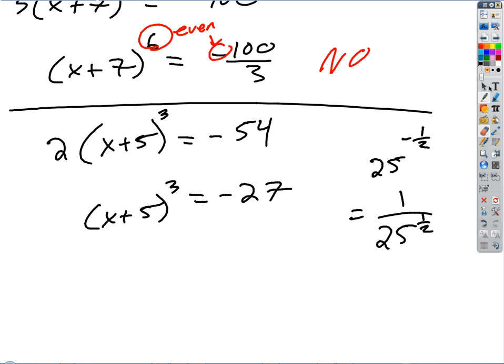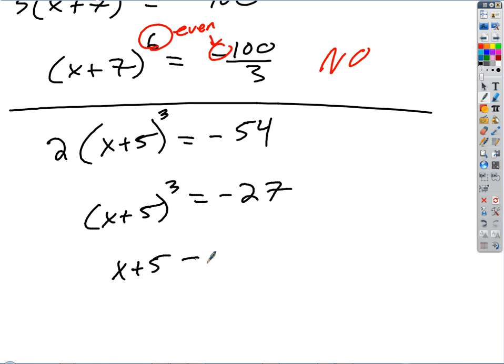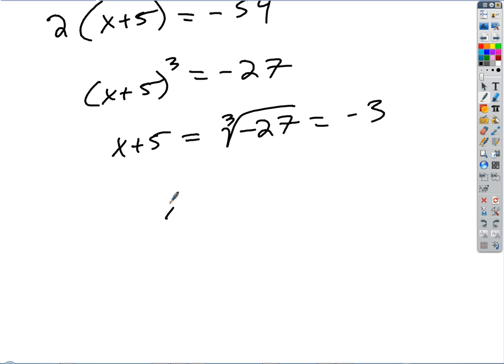But back to our problem. x plus 5 cubed equals negative 27. If I cube root both sides, x plus 5 equals the cube root of negative 27, which is negative 3. Then if I subtract 5 from both sides, x equals negative 8. One answer, done. Make sense?